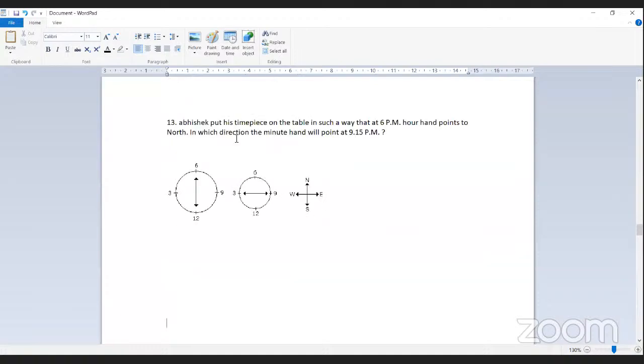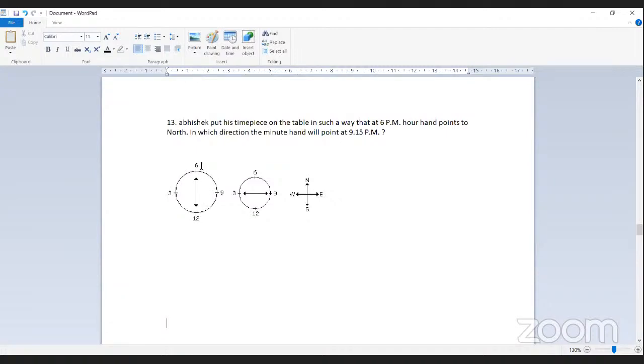See, Abhishek puts his timepiece on the table in such a way that at 6 p.m. the hour hand points towards north. A normal clock would point southwards at 6, the hour hand on the southwards direction. He puts it the other way around, so that the hour hand points towards north, upwards. In which direction will the minute hand be if it is 9:15 p.m.? A normal clock would be downwards, southwards, so he has kept it upside down.